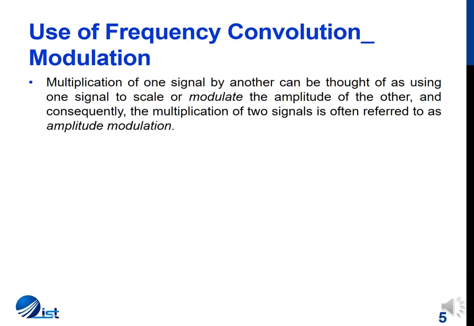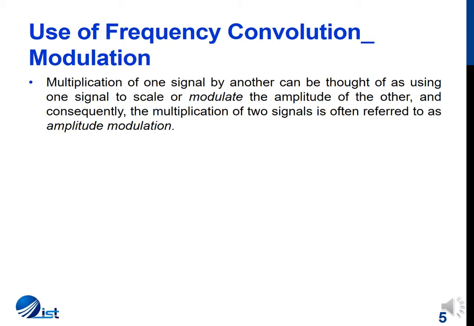Let's look at some uses of frequency convolution. The first use of frequency convolution is in the process of modulation. Modulation is a process which is frequently used in communications. What happens is that a signal, generally a low frequency signal, known as the message signal, is used to modulate a high frequency signal.